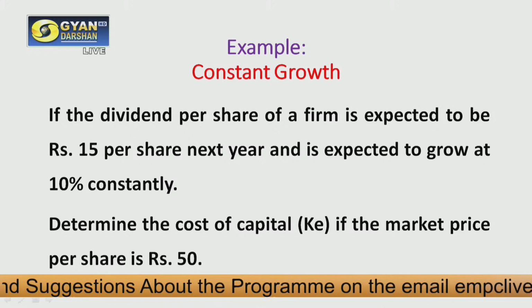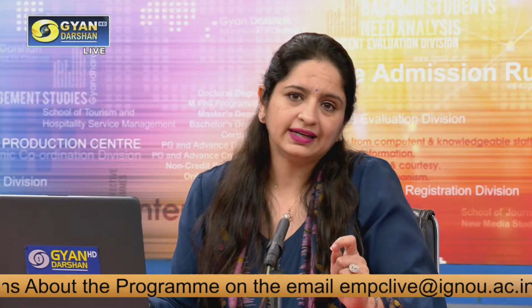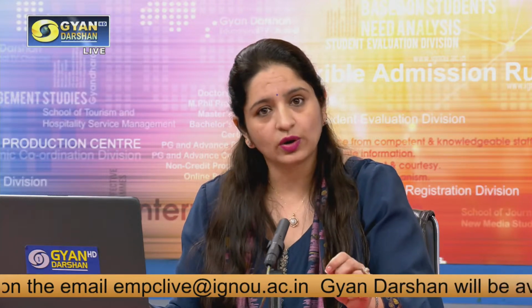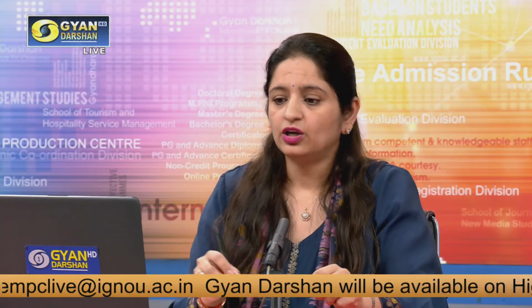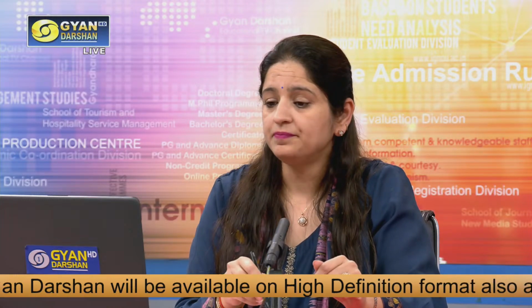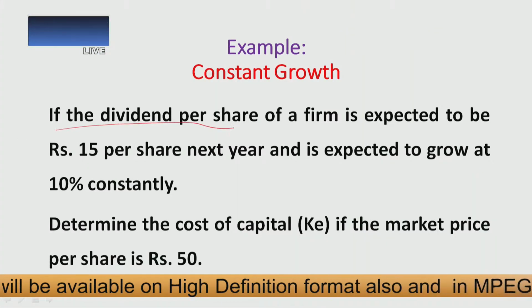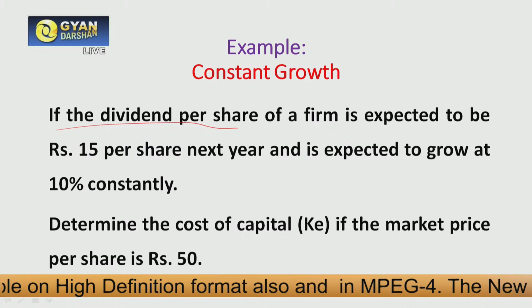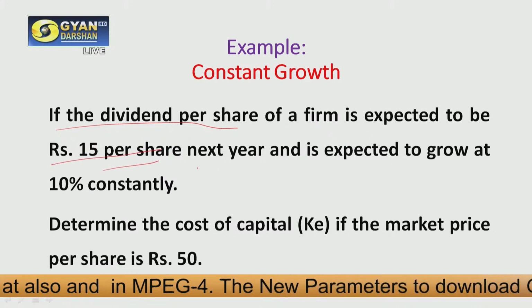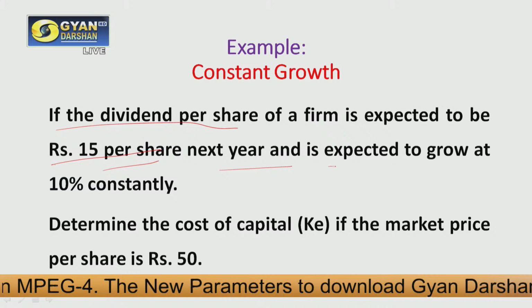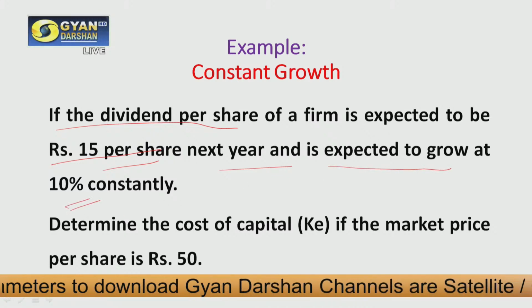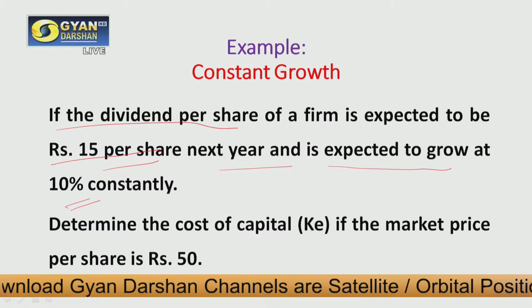Now let us see one more example when our growth rate is constant. That means our growth rate is fixed. Dividend is growing, but growing at a fixed rate. So we'll see this with the help of this example which is available on the screen. Now if the dividend per share of the firm is expected to be rupees 15 per share, so this is the dividend amount. Now next year this is expected to grow at 10% constantly. So this dividend is growing at the rate of 10% constantly.